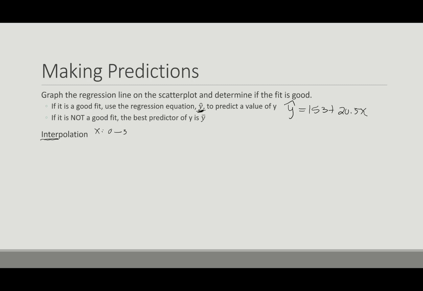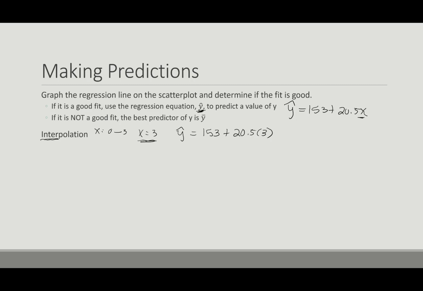Okay, I'm going to go ahead and just pick x equals 3. So if I want to know what my regression line or my prediction line indicates would be the expected value if there were 3 children, I can take this 3 and plug it in for my x in my regression equation. So I would have y-hat equals 153 plus 20.5 times 3. And so this is going to give me a predicted value.